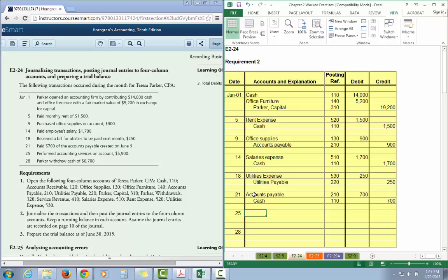All right. Then on the 25th, it said we performed accounting services on account. So we performed services on account. That means we've done some kind of service. They said accounting services. We've earned income, but we haven't received the cash. So we would normally debit cash, but since we're receiving it later, we have accounts receivable. All right, which they said was account number 120 for $5,900. And then credit would be service revenue.